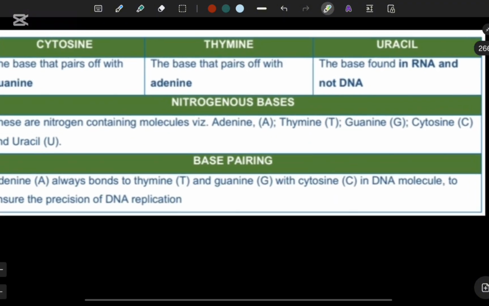And then we have what we call base pairing. Nitrogenous bases are paired together. That's how they move in a DNA molecule. Yes. Adenine always bonds with thymine, guanine with cytosine, to ensure the precision of DNA replication.